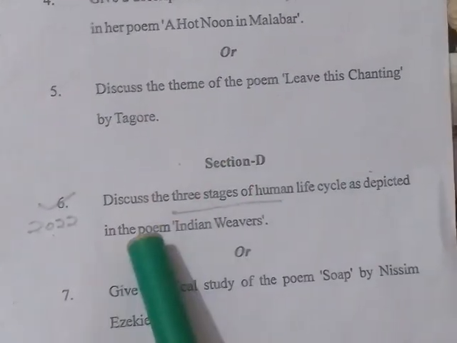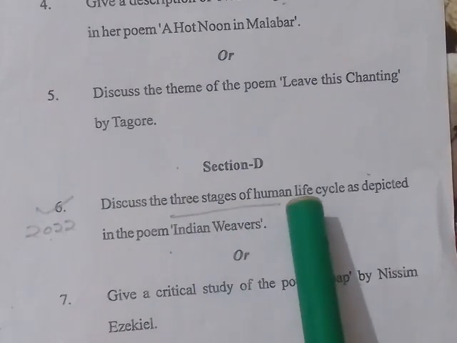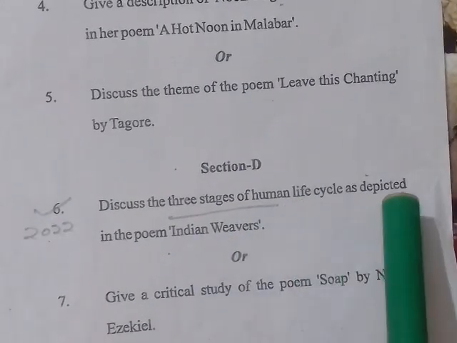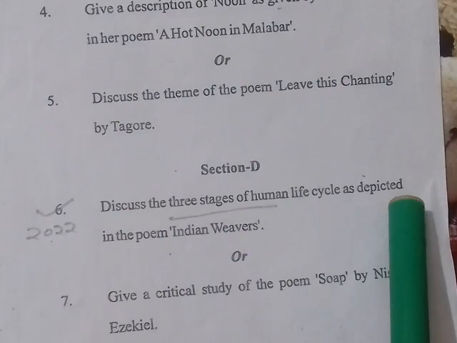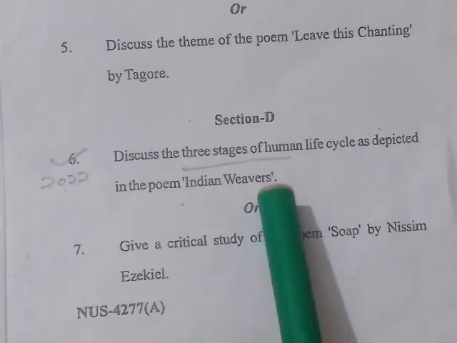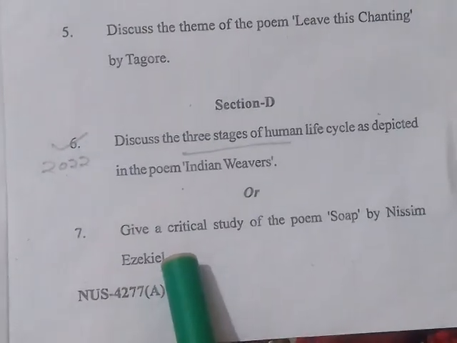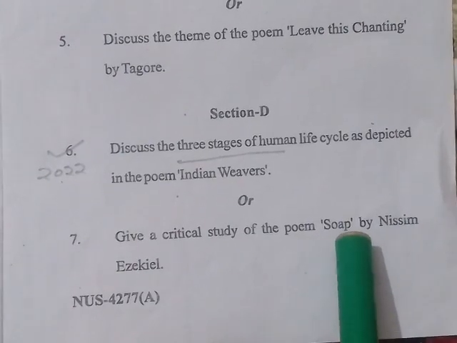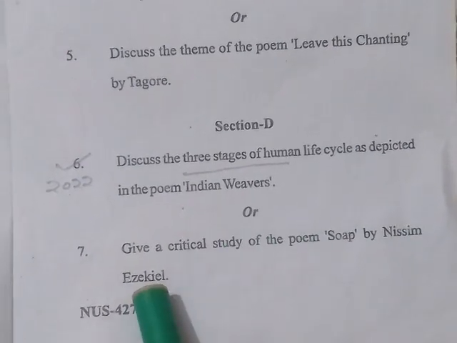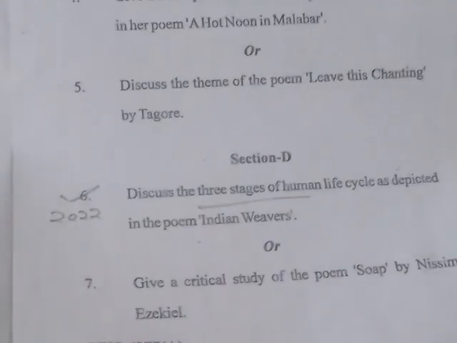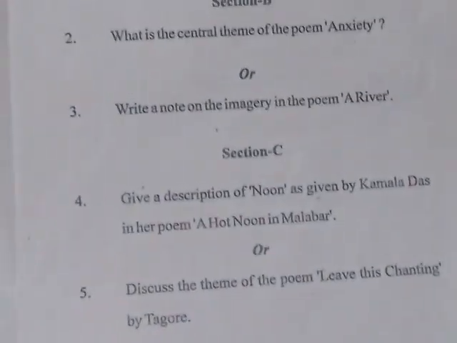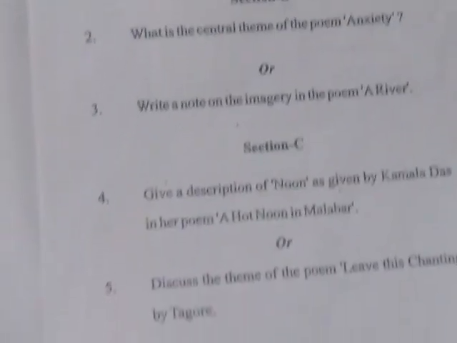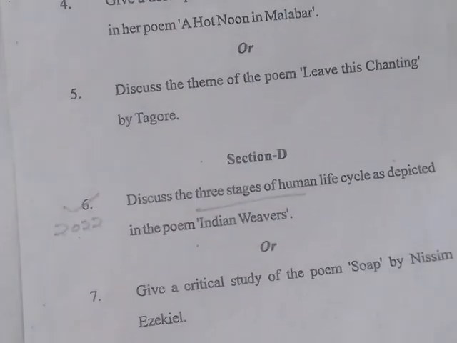Section D: discuss the 3 stages of the human life cycle as depicted in the poem Indian Weavers. Give a critical study of the poem Soap by Nissim Ezekiel, right? And again you have to answer only one question. It means you have to answer 3 descriptive questions and these will carry 10 marks each.